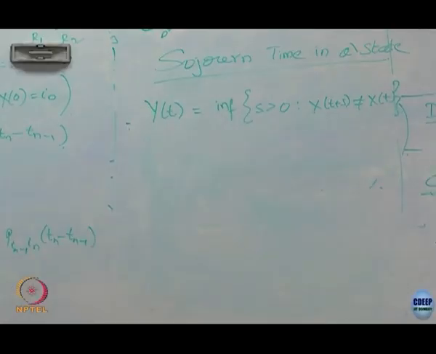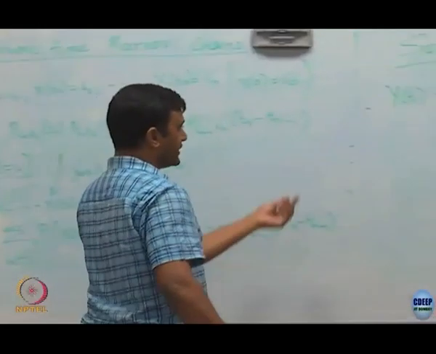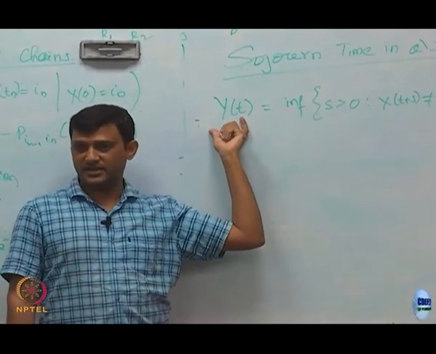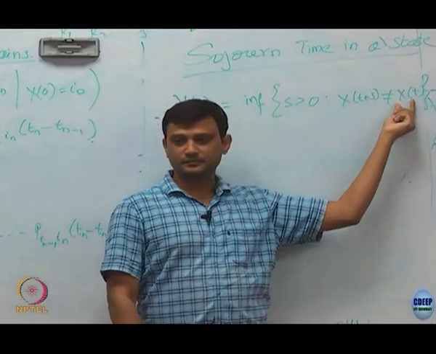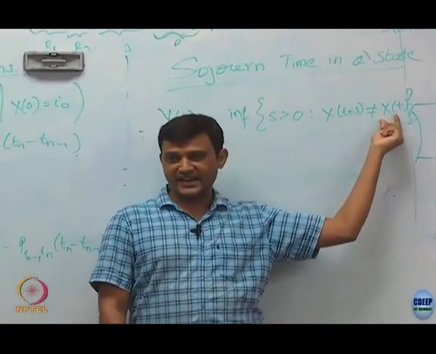Can you parse what's happening here? I am defining this function Y(t) for any given time t. What I am looking at is, let's say X(t) is the state at time t.